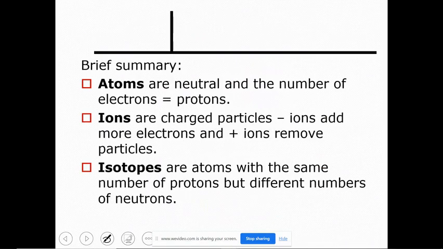So atoms are neutral. We have the same number of electrons as protons. Ions are charged particles. Negative ions add more electrons, and positive ions take away electrons. And then an isotope is an atom that has the same number of protons but a different number of neutrons.